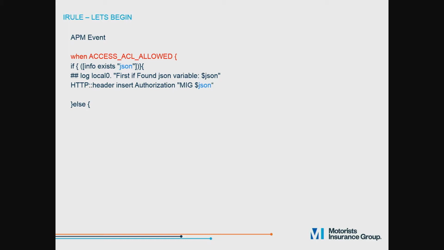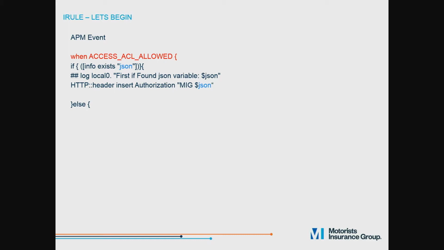So this block right here looks for a particular variable. Let's just say in this case, it's looking for a JSON that we created. It's a user-defined variable in the session. And if it finds it, it's going to insert the same variable, let's just say variable for now, in the header and send it as an authorization.